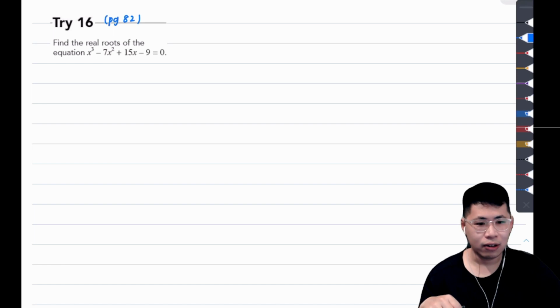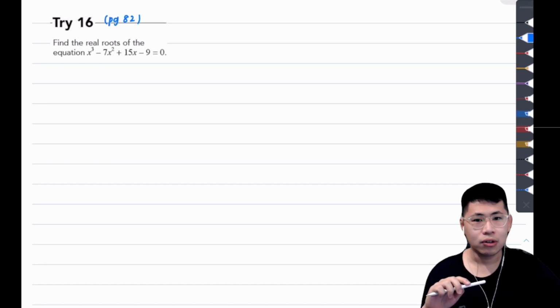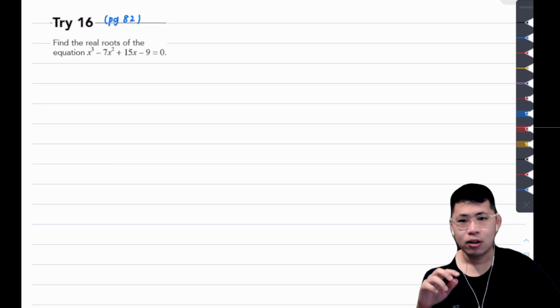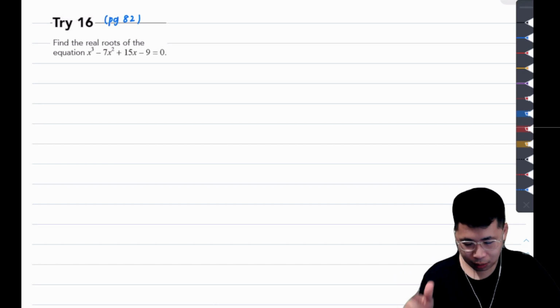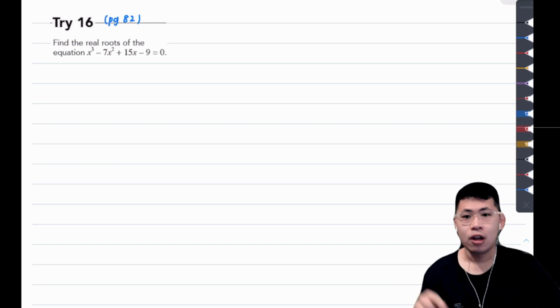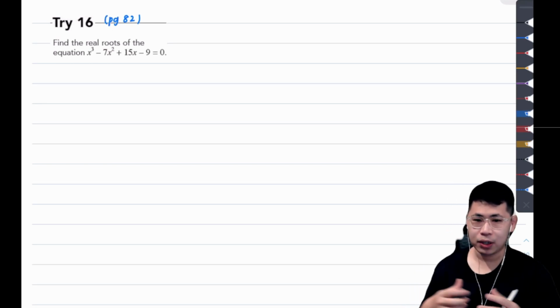Let's take a look at our next example over here, try 16. For our try 16, we want to find out the roots for the equation x cubed minus 7x squared plus 15x minus 9 equals 0. So over here, the skill now is to talk about solving the equation.